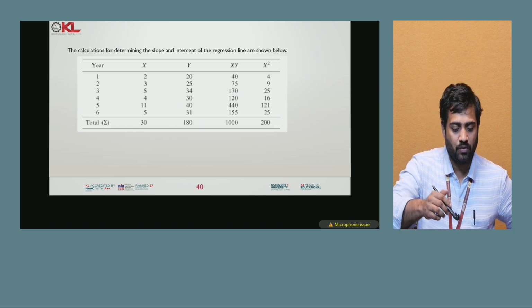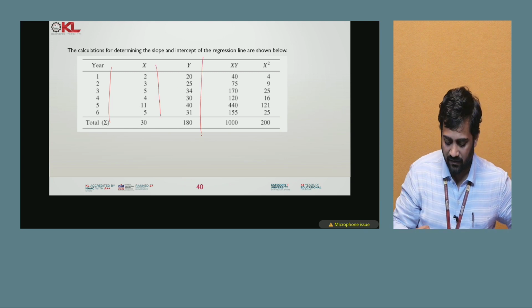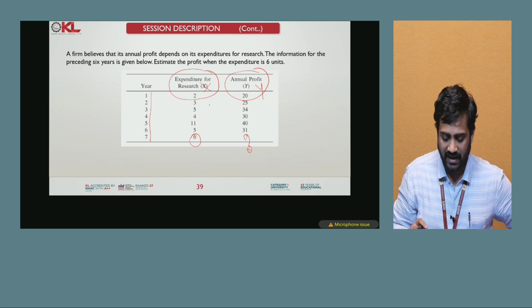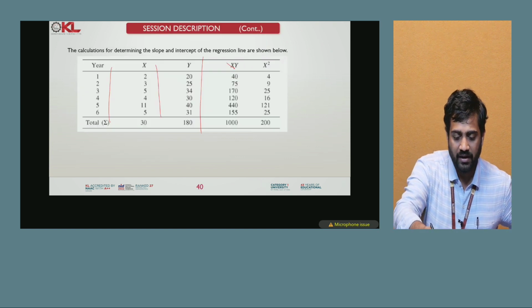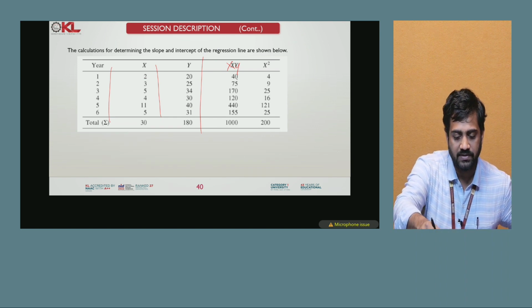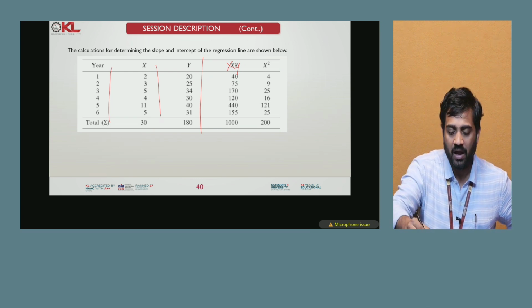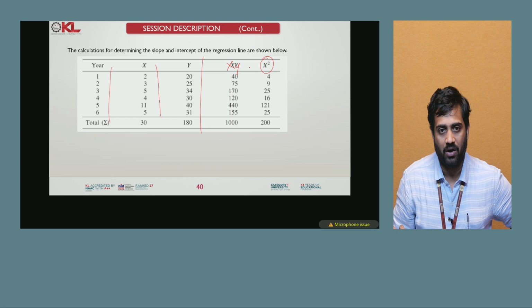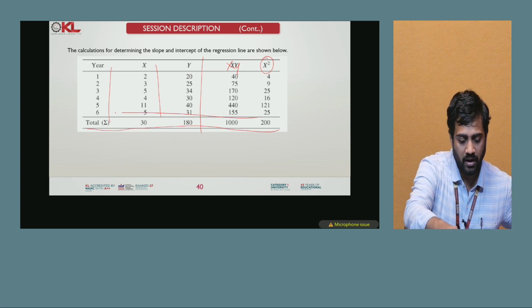For the calculations, we take the x and y values of the first 6 years, which they have already given. Now take a table. In the table, identify the product of x and y. For example, 2 into 20 is 40, 3 into 28, something like that. Take the product of x and y for all 6 years of data, and also take the x square data, and finally write the total values. Total sigma means the sum of all these x.